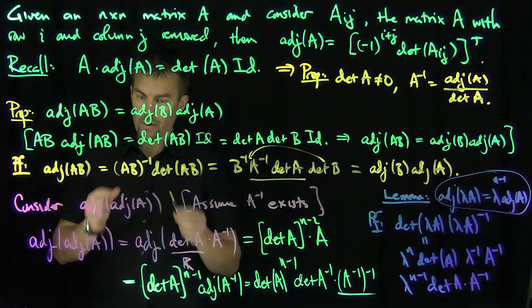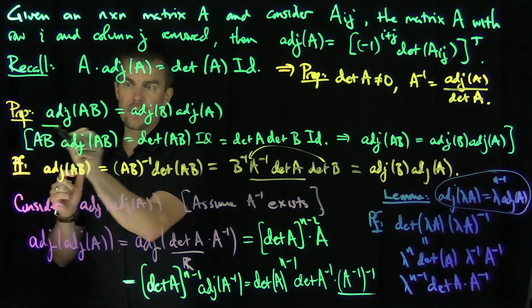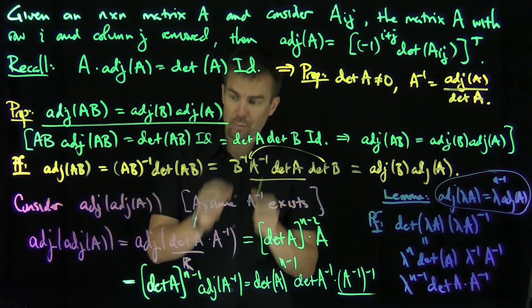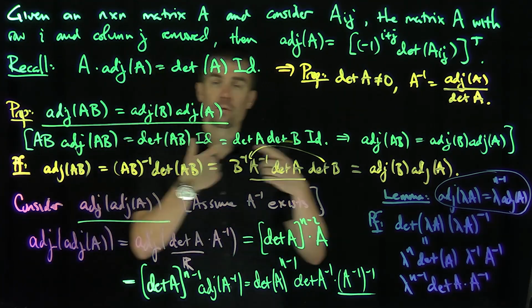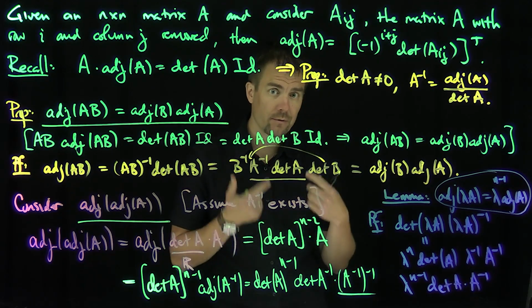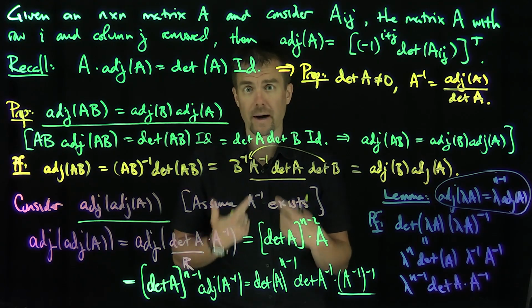So there are two very important properties of this adjugate, namely this reversing of the order of the adjugate of a product, and then the adjugate of an adjugate restores the original matrix up to a factor of the determinant of the original matrix to the power n minus 2.